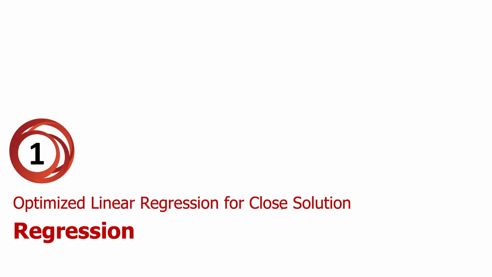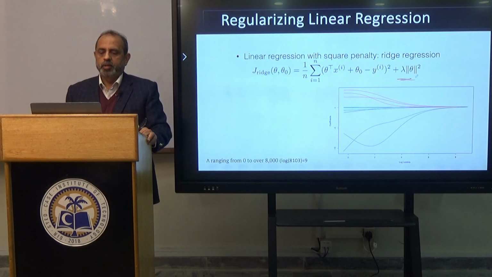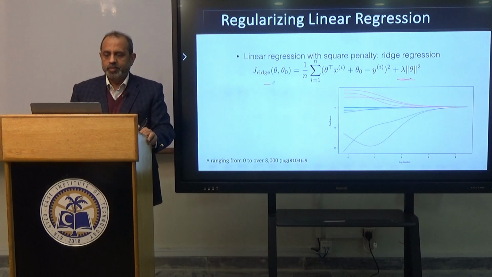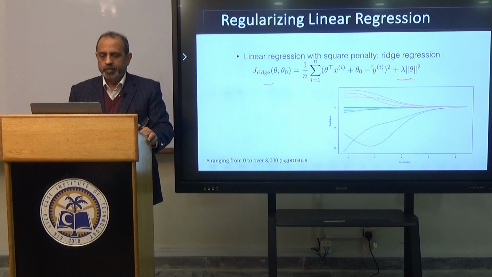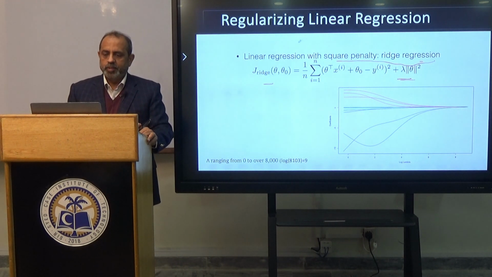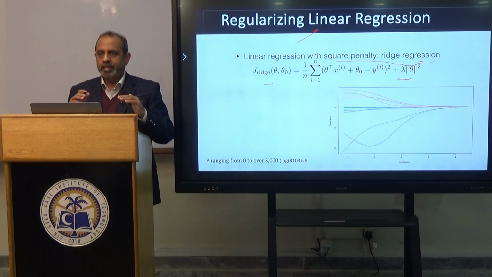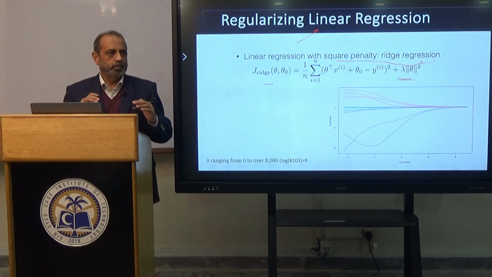So you put another factor into the function, and we call this linear regression with squared penalty, which is called ridge regression. Whenever you are using linear regression, you can actually try out a lambda, which will help you to regularize and make your model less dependent upon the training data.